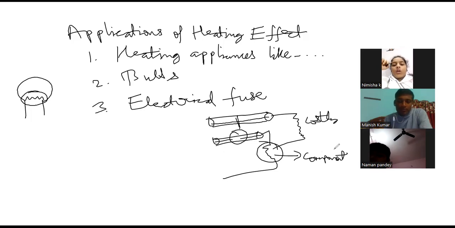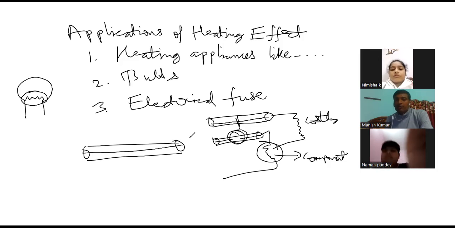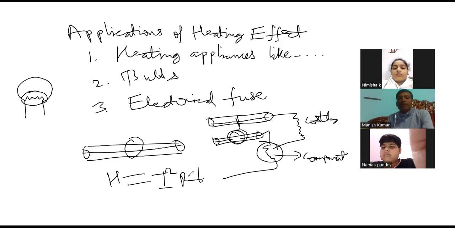Sir, why is it having a low melting point? Then only it will break. If it has a low melting point, then only it will break. If it has a high melting point, it will not melt. How did it break? Only because it had a very low melting point. We want it to break at a certain temperature. By formulas like H equals I squared R T, we find out the value, and that's why this is very thin. This should break whenever the current increases above the required amount.